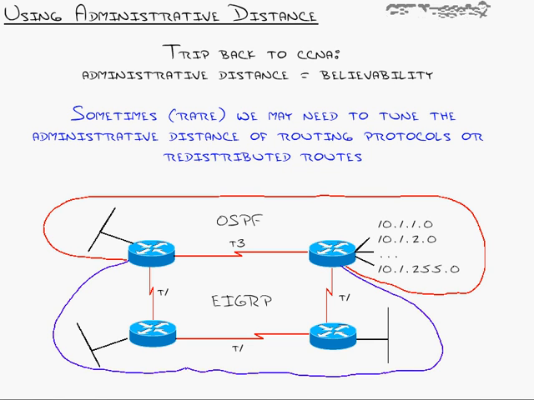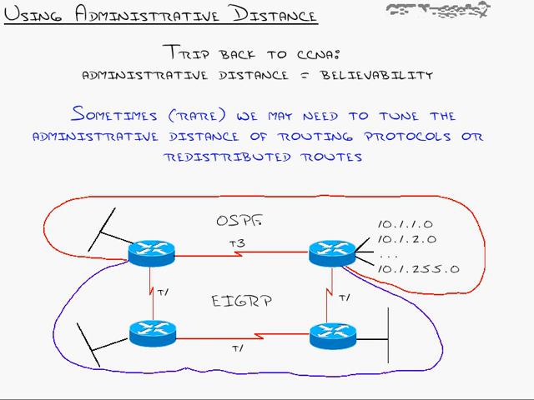All right, last topic, and I know we've run a little bit long, so I'll make it a quick one because it's very rarely used. It's using the administrative distance. Now, a little review from the CCNA. Administrative distance is the believability of routing protocols. You might remember that RIP has a believability of 120, OSPF has a believability of 110. So if your router receives routes from different protocols, it says, well, which one's more believable? Oh, EIGRP is. Let's go with that. And sometimes in rare cases, very rare, we may need to tune or change the administrative distance for routing protocols or redistributed routes.